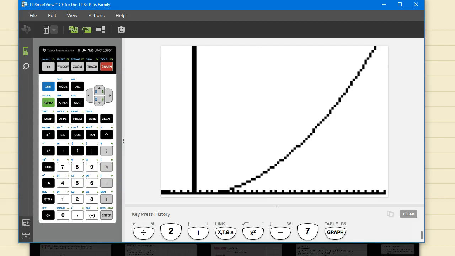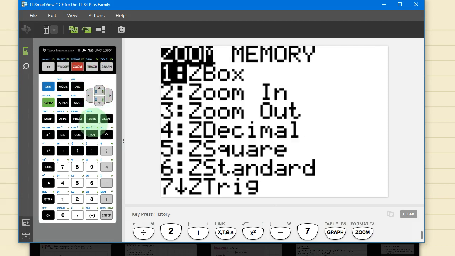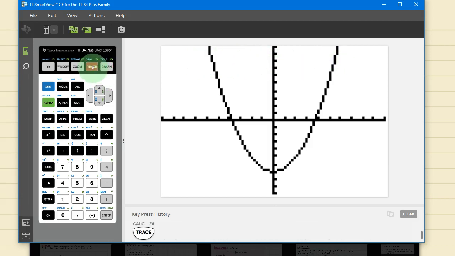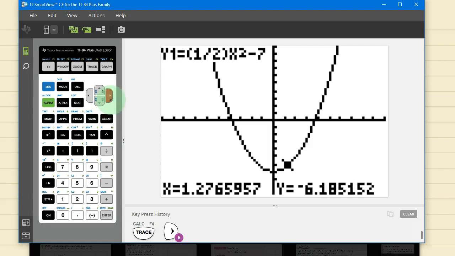Oh, it looks like we have a weird window, so if it doesn't look quite right, we can go to zoom and go to Z standard, which is a common one that we'll use a lot. Okay, now it looks like we have a better picture of it. And we want to see where approximately the y coordinate is equal to 8, and what x makes that work. So y equals 8 is about right here. We can hit trace to try to get close to that.